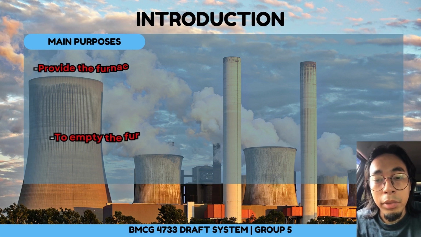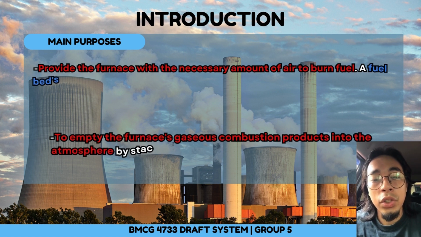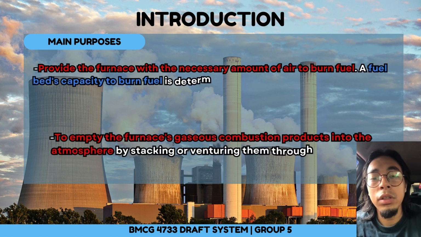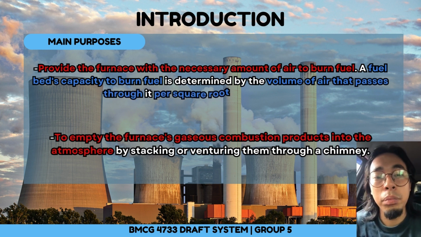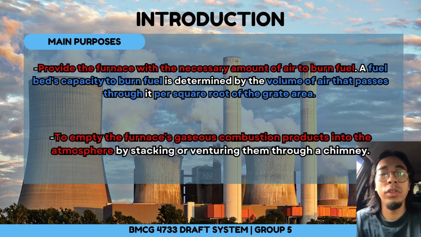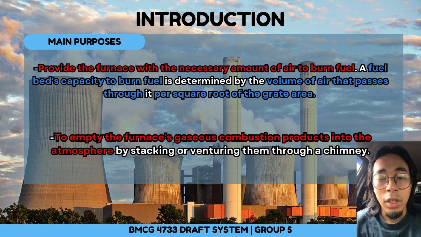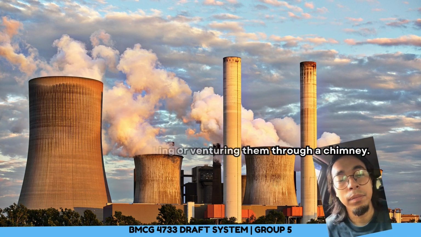Now we discuss the main purpose. First, provide the furnace with the necessary amount of air to burn fuel. A fuel bed's capacity to burn fuel is determined by the volume of air that passes through it per square root of the grid area. Second, to empty the furnace gaseous combustion products into the atmosphere by stacking or venting them through a chimney.